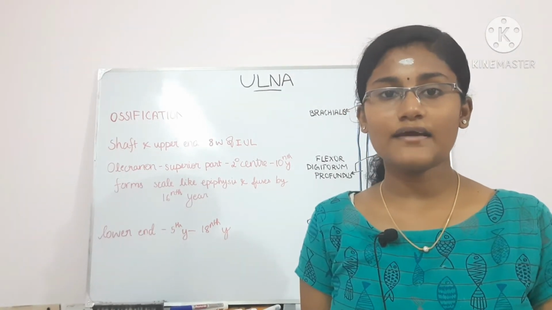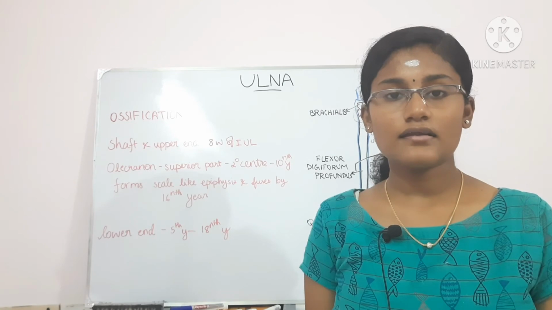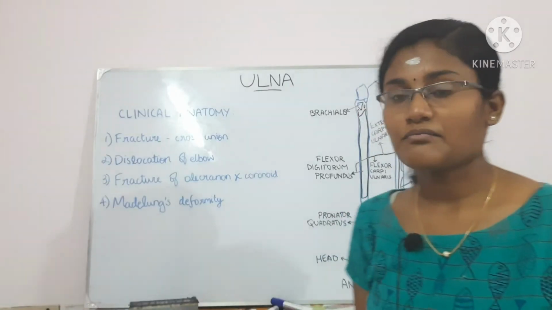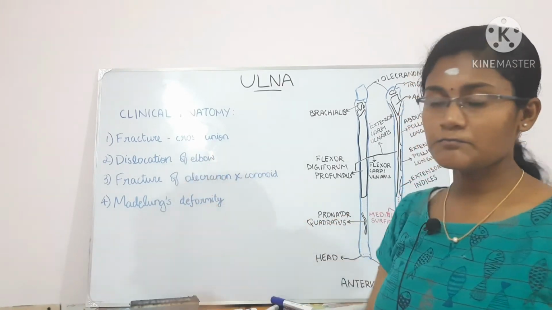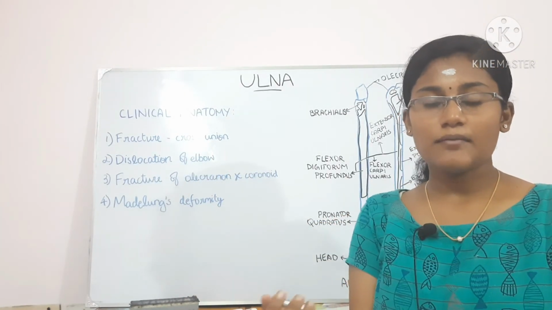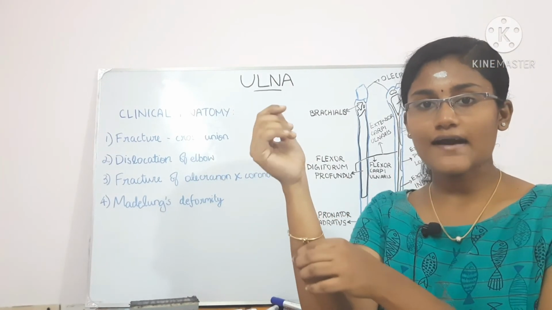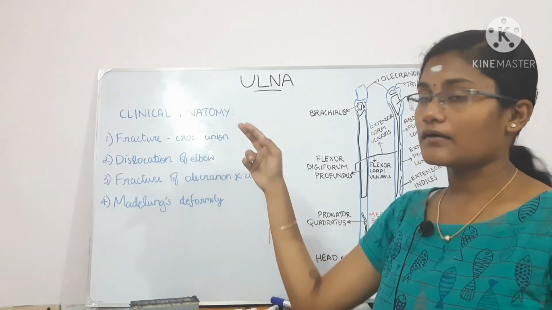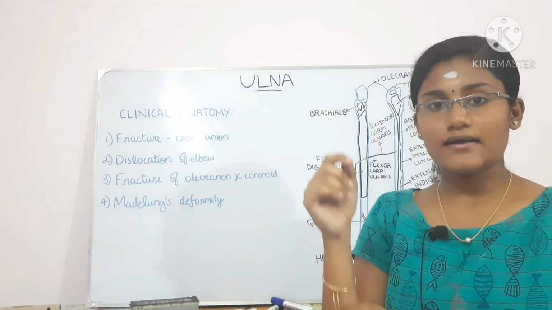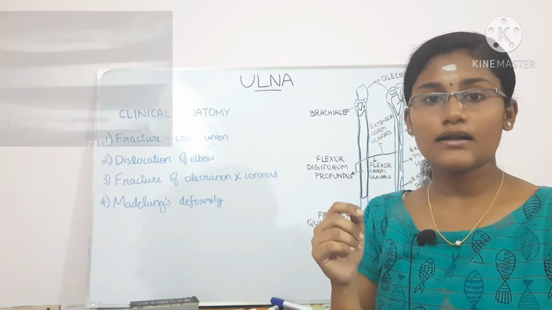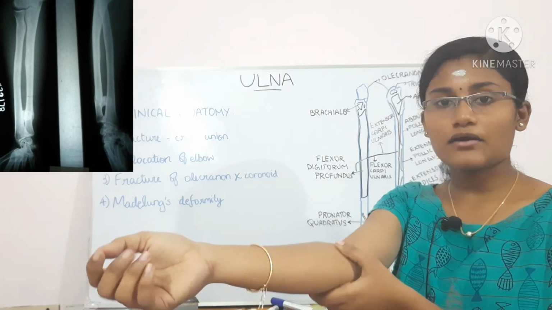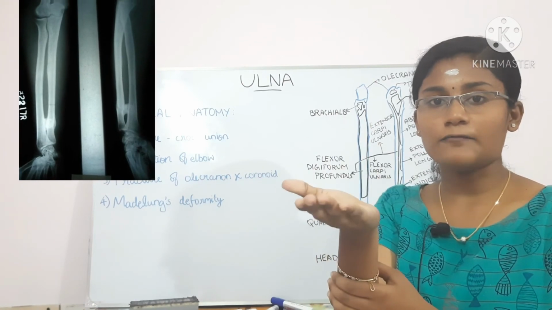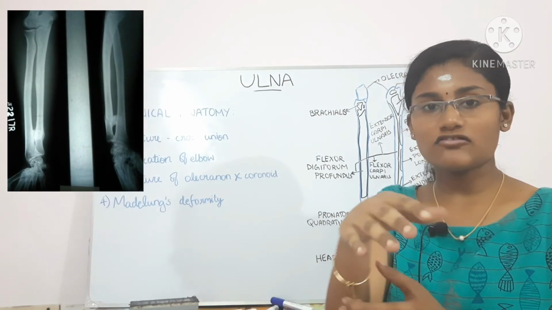Now we will talk about the clinical anatomy of the ulna. This is the last part of this session. In the clinical anatomy, we have the fracture and cross union. The fracture of the ulna may happen alone or together with the radius. And the cross union between the ulna and the radius, also called the radioulnar synostosis, may happen, and it leads to the condition where we cannot pronate or supinate the hand. So this is supination and this is pronation.